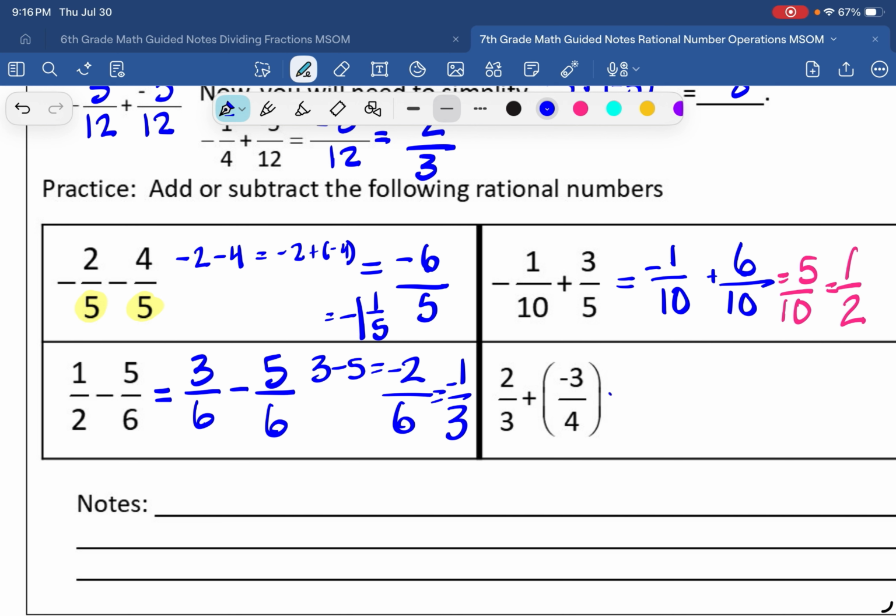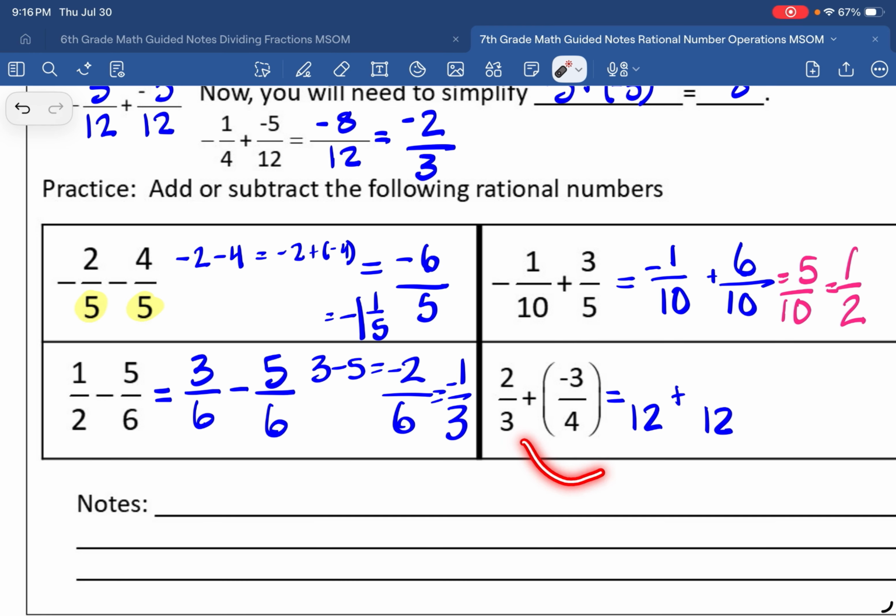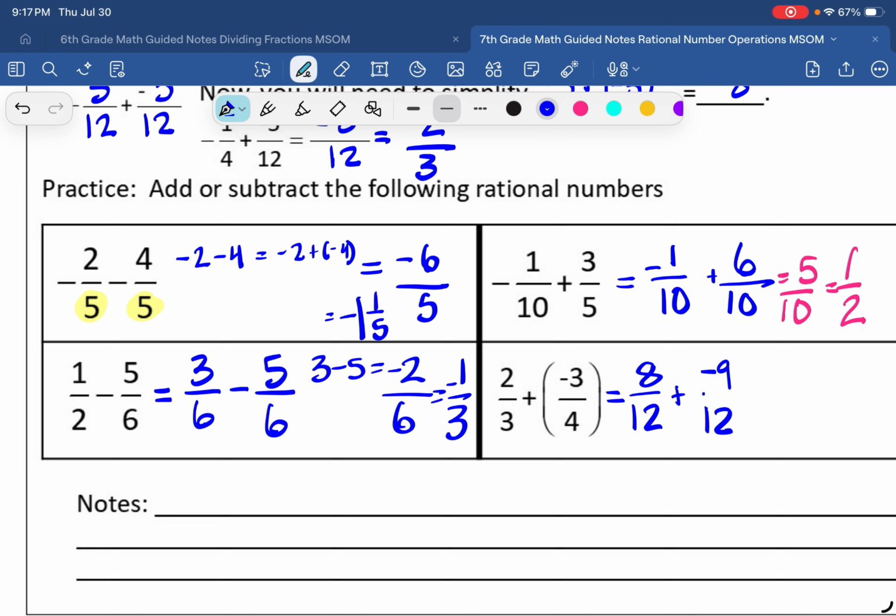2/3 plus a negative 3/4. My common multiple of those is 12. 3 times 4 is 12, so 2 times 4 is 8. 4 times 3 is 12, so negative 3 times 3 is negative 9. 8 plus negative 9 equals negative 1/12.